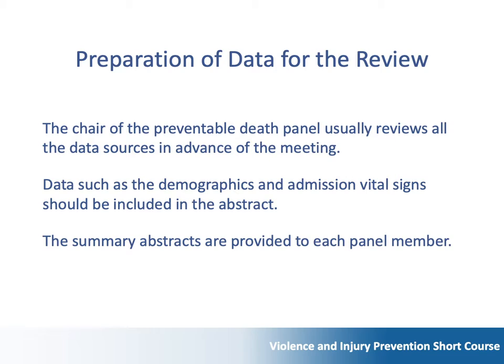The chair of the preventable death panel usually reviews all the data sources in advance of the meeting. A wide variety of data sources may be used. Normally, the chair or a designated assistant compiles written abstracts summarizing the details of each case. Data such as the demographics, admission vital signs, and other information that is appropriate or available should be included in this abstract. The summary abstracts are then provided to each panel member. A standardized form can be useful for gathering and summarizing the data and for writing the abstract.